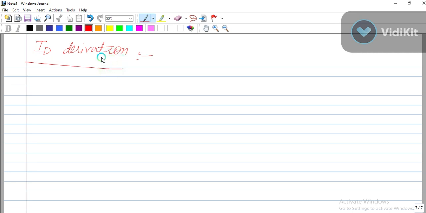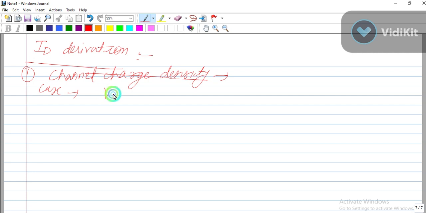First we will calculate the channel charge density. What is the charge density in the channel of a MOSFET? We are taking case one. Case one is when VGS is greater than VTH, but VDS is equal to 0. So what will be the Q channel, meaning what will be the charge in the channel? That we have to see.